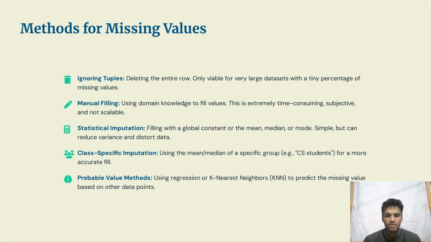Statistical imputation: filling with a global constant or the mean, median or mode. Simple but can reduce variance and distort data. Class specific imputation: using the mean or median for a specific group, for example CS students, for a more accurate fill. Probable value methods: using regression or k-nearest neighbors to predict the missing value based on other data points.